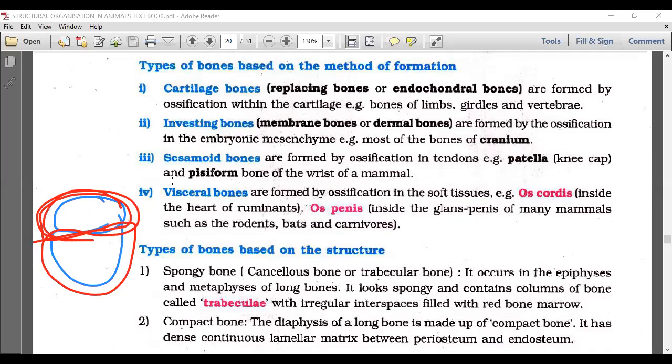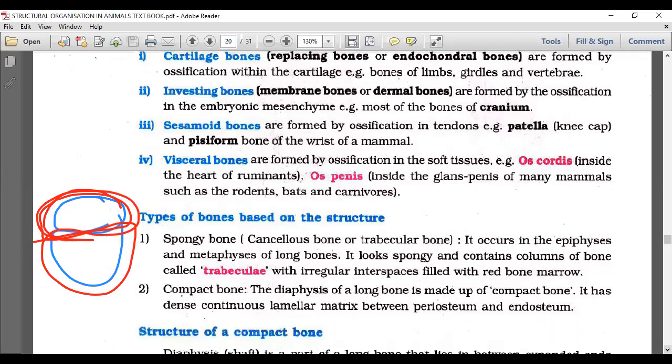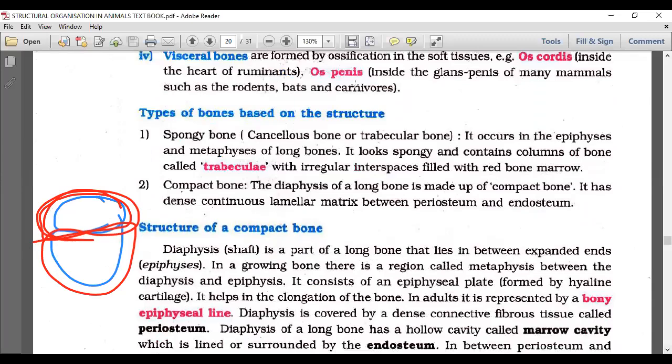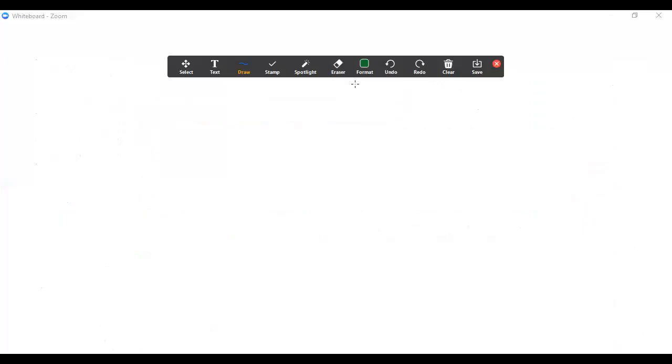I'm trying to erase this. Okay, next, types of bones based on the structure. For that, I have to go to a diagram. We need to draw a bigger diagram, and then afterwards we'll come back here. So, a full diagram of the bone. We need to go with the full diagram of the bone, an imaginary, hypothetical diagram which we are trying to draw.